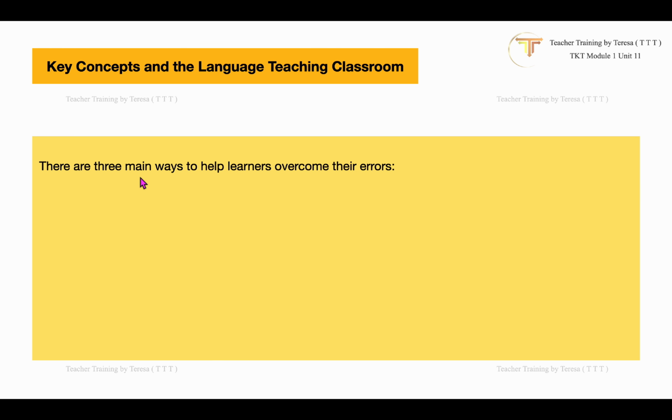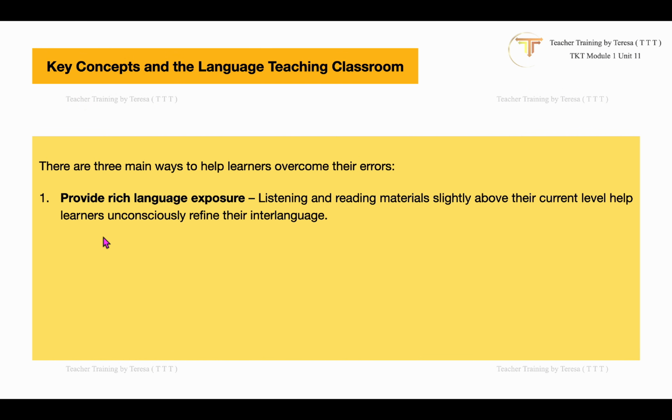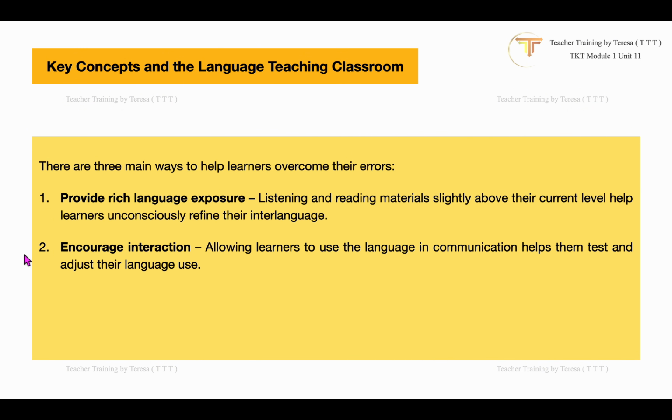There are three main ways to help learners overcome their errors. 1. Provide rich language exposure. Listening and reading materials slightly above their current level help learners unconsciously refine their interlanguage. 2. Encourage interaction. Allowing learners to use the language in communication helps them test and adjust their language use.